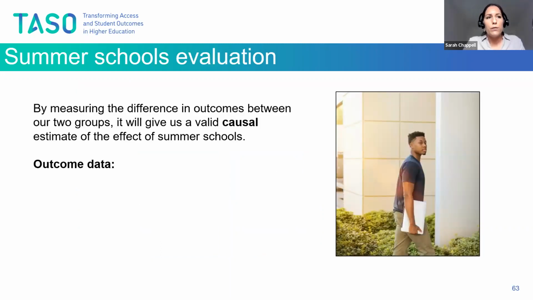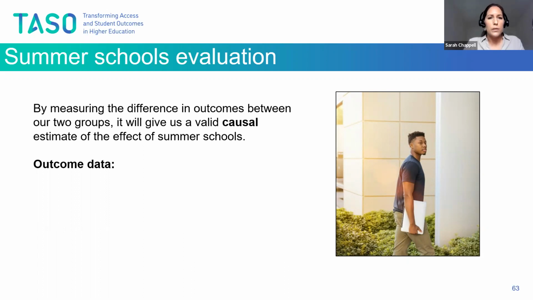Okay, so we've randomized our two groups. So we've got our treatment group that have received a place on the summer school, and then we've got our control group that don't receive a place on the summer school. So ultimately, we want to measure the difference in these two groups, and that will actually give us the causal estimate of summer schools, or the impact of summer schools.